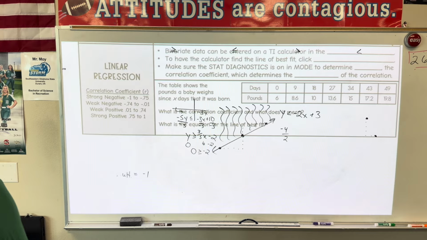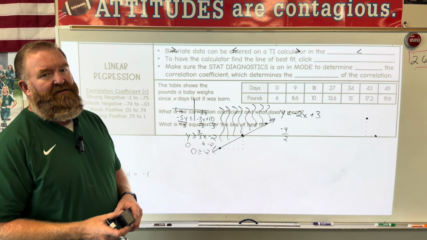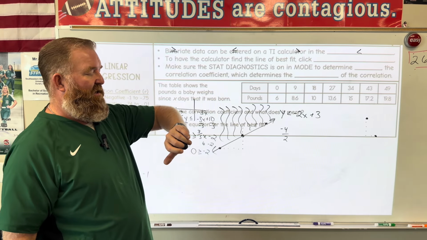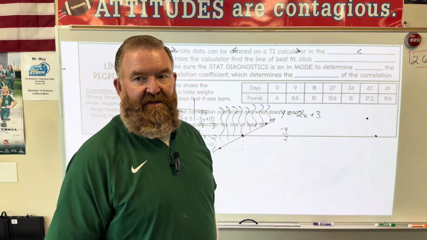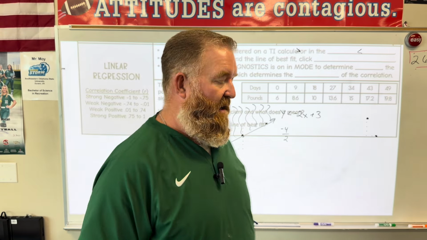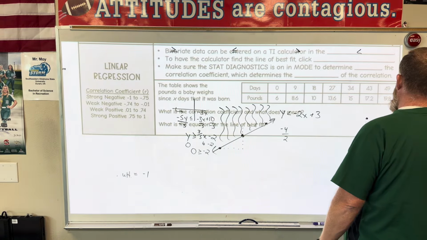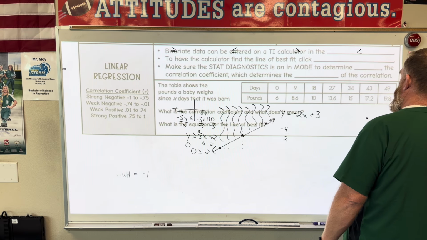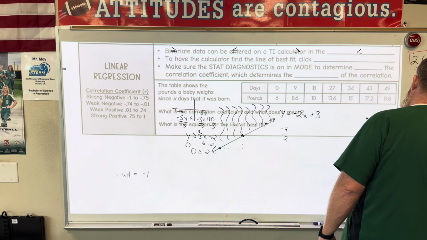All right. Do you guys see this data right here? I'm trying to decide if I want to show you how to do this, because I'm not going to show it to you on your calculator. I think it's a whole lot easier in Desmos. So here's what I'm going to do. I'm going to put it over to the side. 0, 6, 9, 8.6, 18 and 10, 27 and 13.6, 34 and 15, 43 and 17.2, and 49 and 19.8.